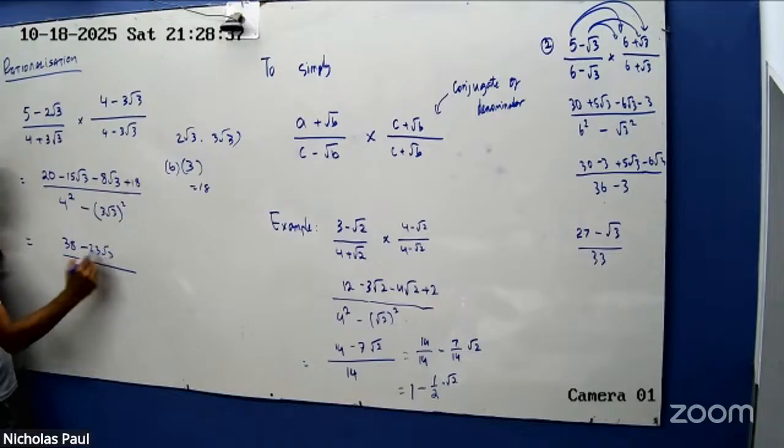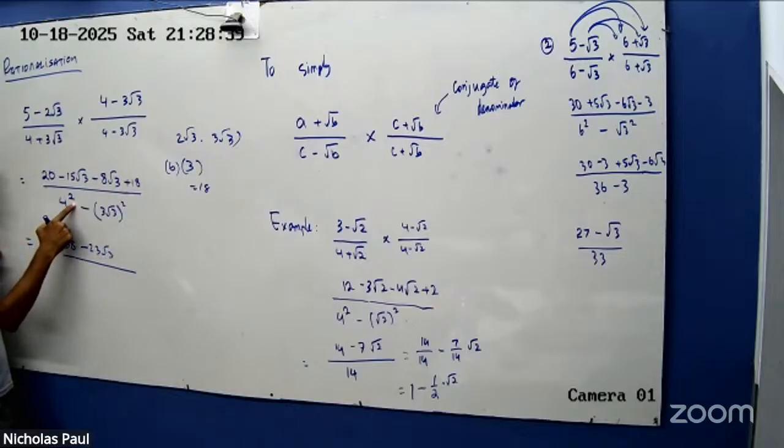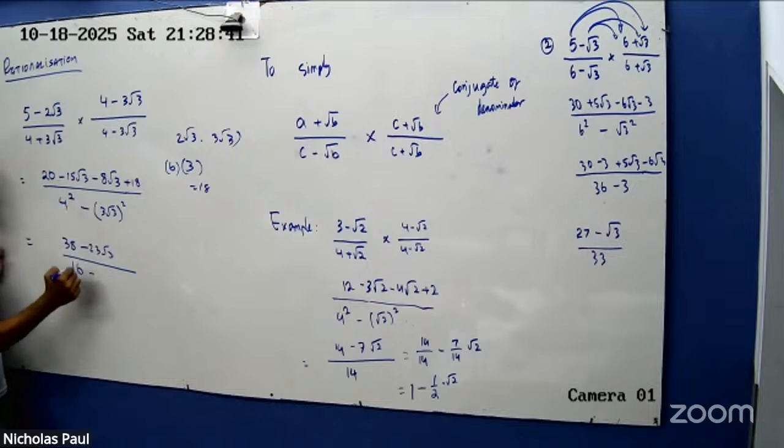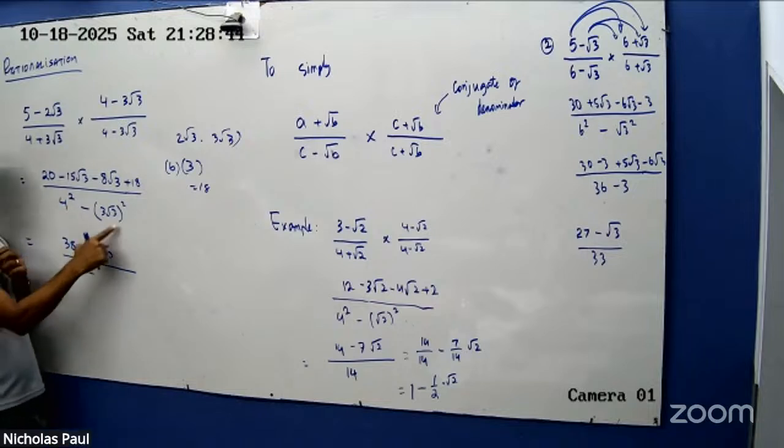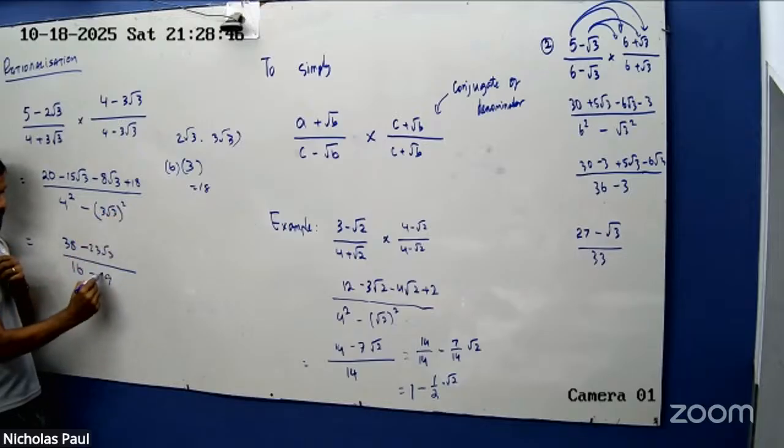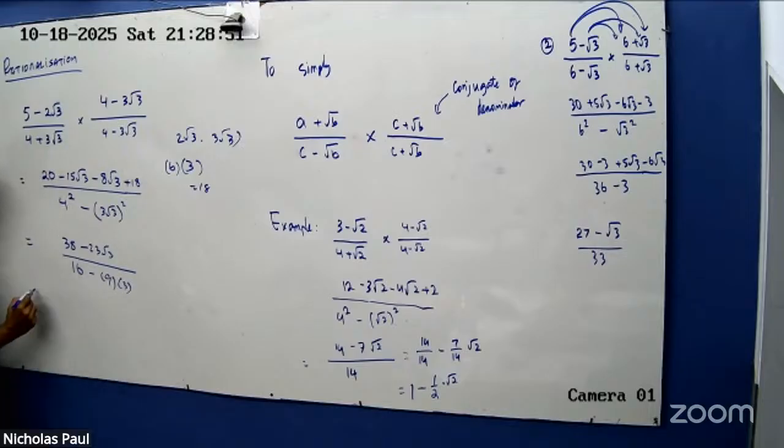Minus 23. Now, 4 squared is what? Right. Pay attention in here. 3 squared is what? Root 3 squared is what? That's it. So your numerator is 38 minus 23 root 3. 16 minus 27 is what? 16 minus 27 is minus what? 11. Anybody get all that? All the way down there? Very good. Right, so this was the hardest one.